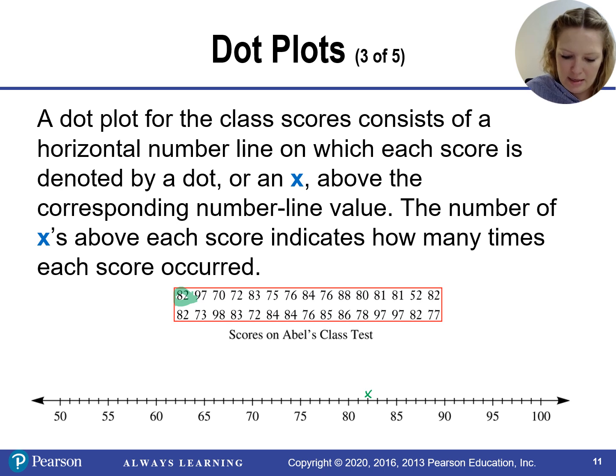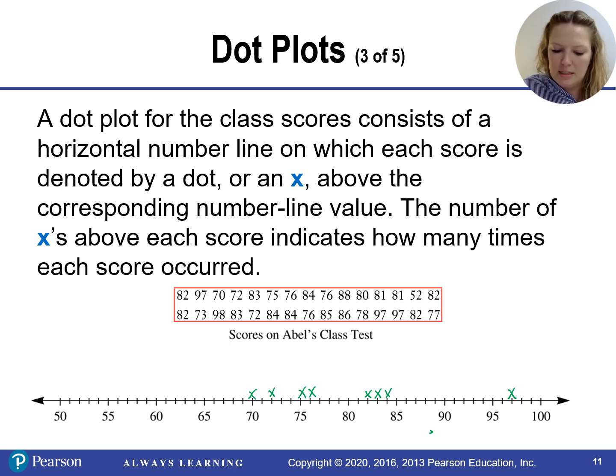And I would continue to do this for all of the values in my data set. So I could say, all right, the next value is 97. I need to have an X above 97. 70 is the next value. 72, 83, 75, 76, 84.